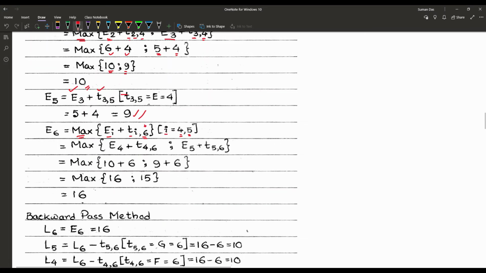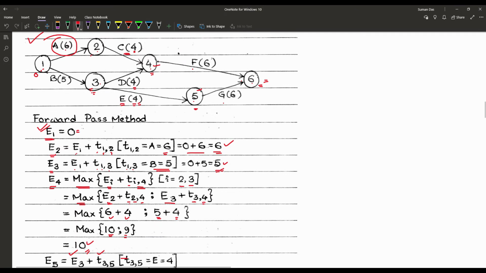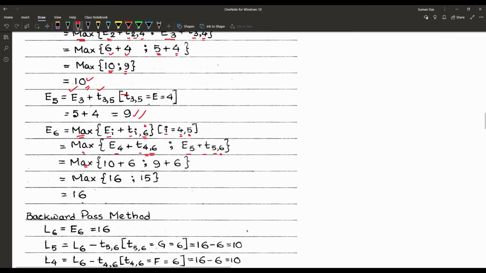So here that one is equal to maximum of E4 plus T4 comma 6 and E5 plus T5 comma 6, and maximum of already E4 we have, that is 10, and T4 comma 6, let's check with the diagram. 4 comma 6, that one is equal to 6. Also the 5 comma 6 is equal to 6. So here the E6 is equal to 10 plus 6, and E5 is equal to 9.